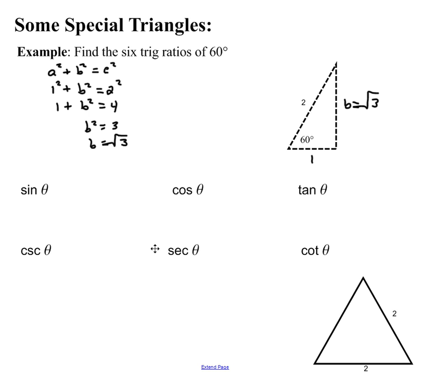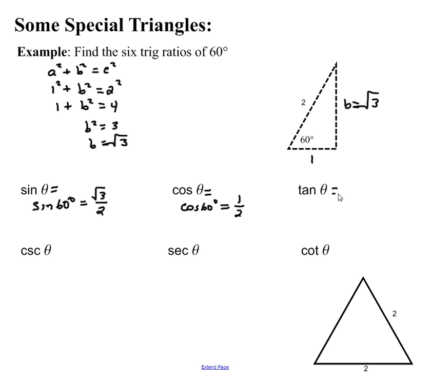Every single triangle that contains a 60-degree angle will have ratios equal to the sides that we get from this triangle. So if we want to find the sine of 60 degrees, it will be equal to the ratio opposite over hypotenuse, square root of 3 over 2. For 60 degrees, the cosine is the ratio of the adjacent side to the hypotenuse, which in this case is a ratio of 1 to 2. It's 1/2.